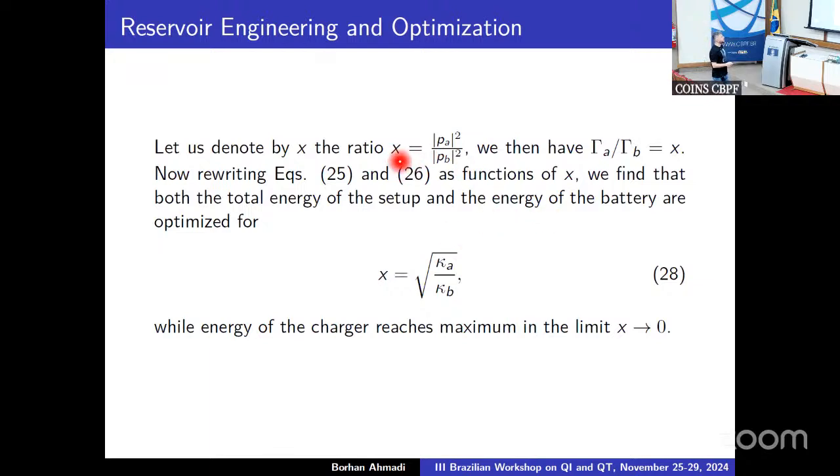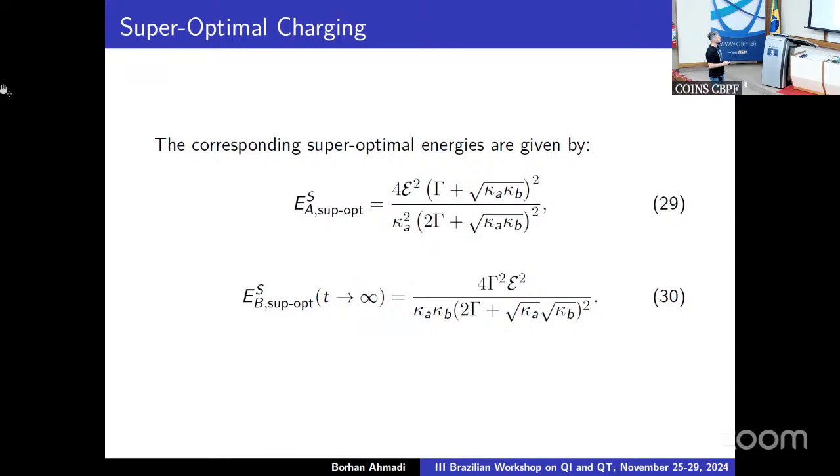This allows me to do some optimization. So I do the optimization this way. Defining X as PA over PB, then in the formula for the energy of the battery and the charger, I take the derivative with respect to X and put it to 0. With this X, I get my energy of the battery optimized, which is given by these formulas. Now you see the formulas are quite different. In the energy of the battery, we call it super optimal because it's two times optimization: one is for the optimal detuning, one is for the interaction.